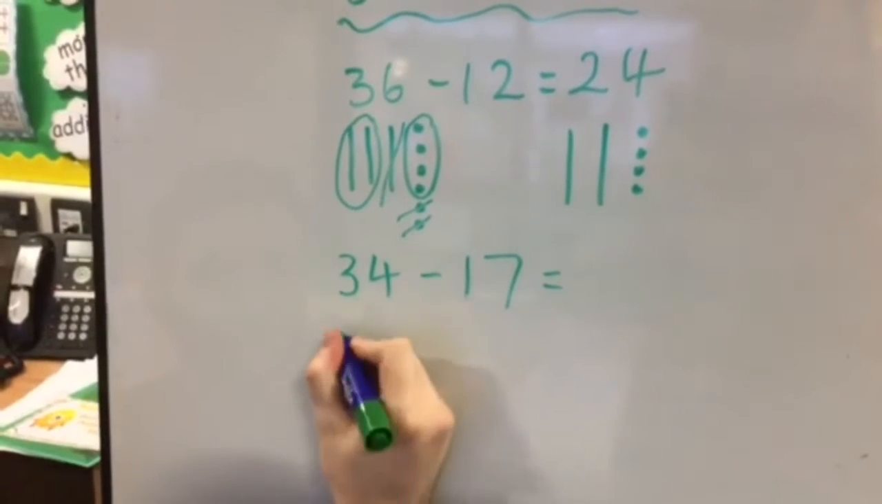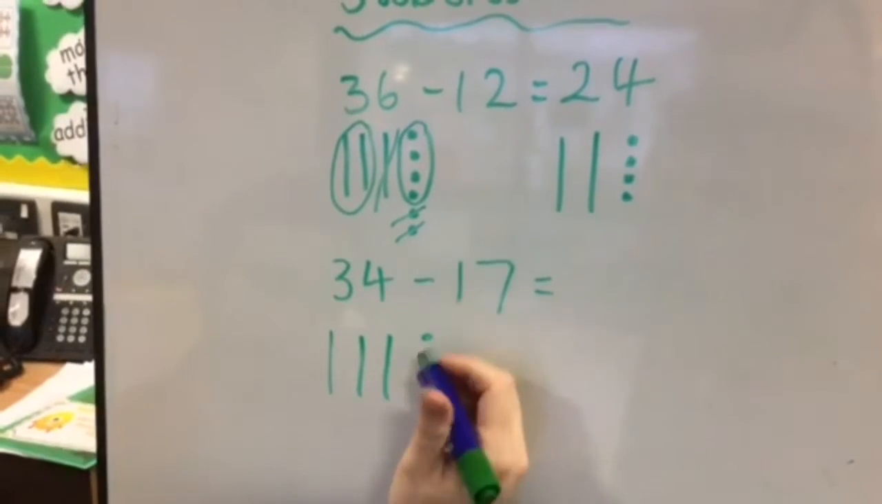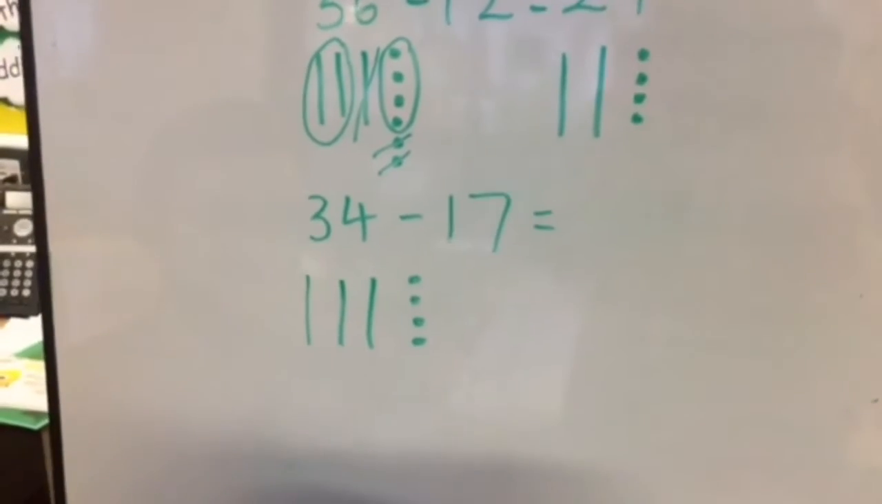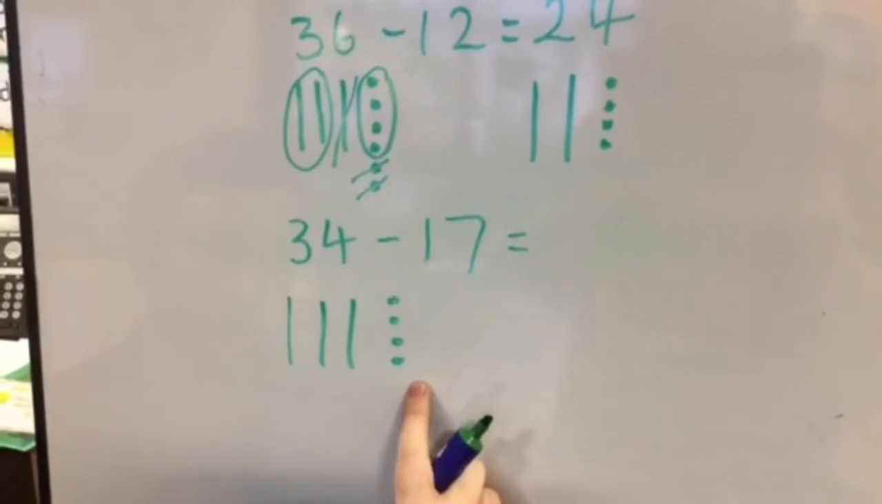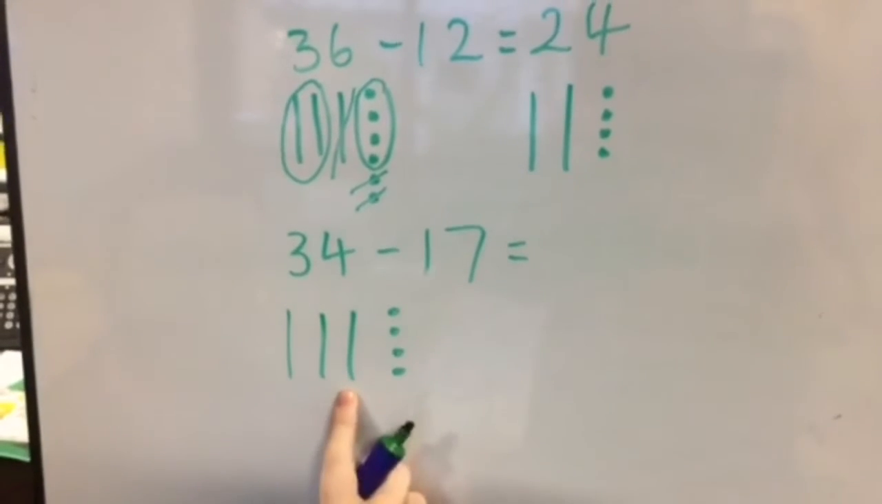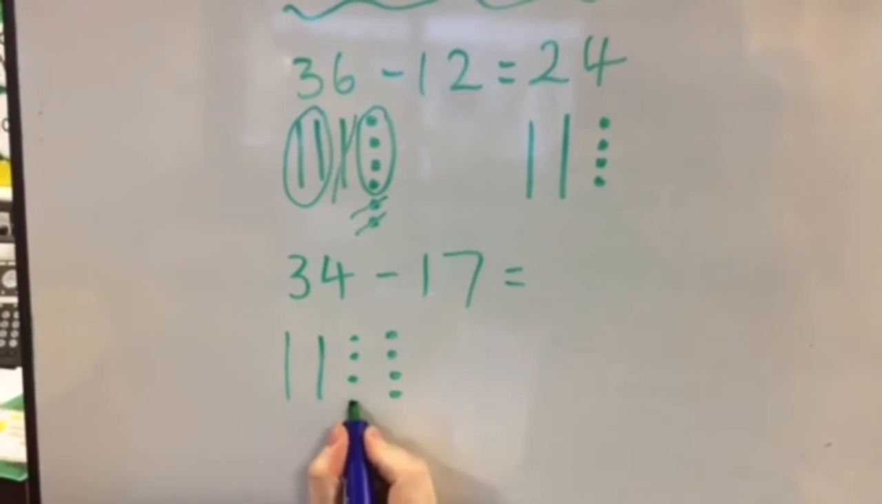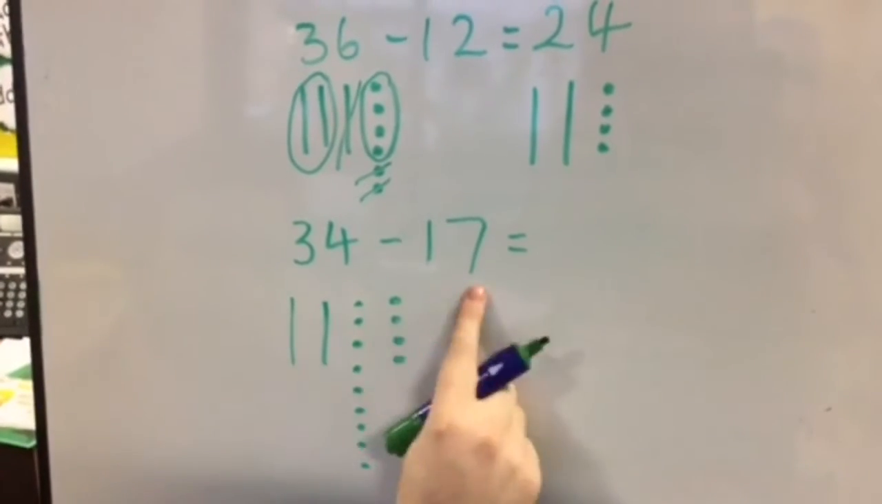So 34, we're going to do the same thing. We're going to represent our 3 tens. So 10, 20, 30, 31, 32, 33, 34. We'll begin by starting to take away our 7, but we've only got 4 ones. So the children need to understand that a 10 I can exchange for 10 ones. The fact that it has the same value means that they can then subtract the 7.